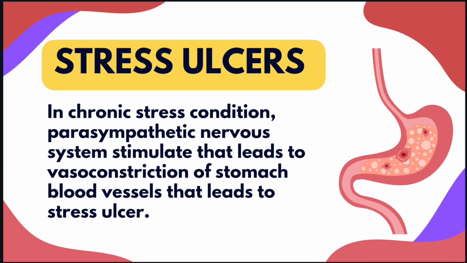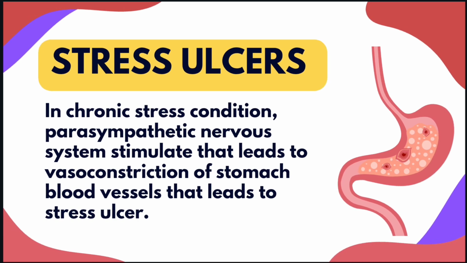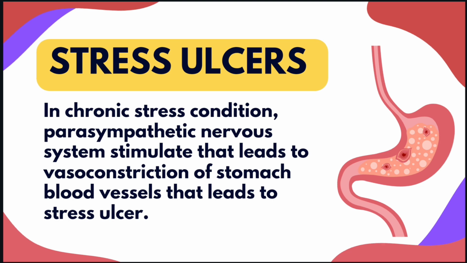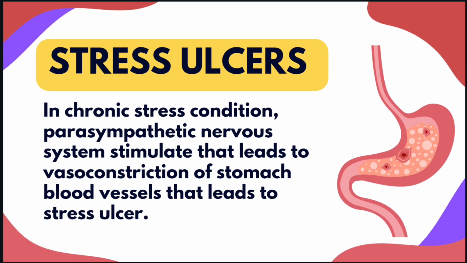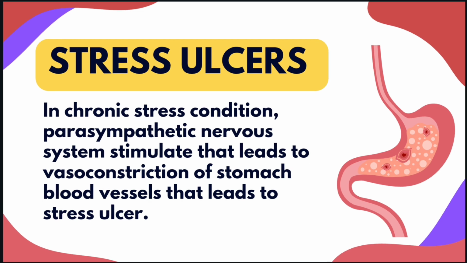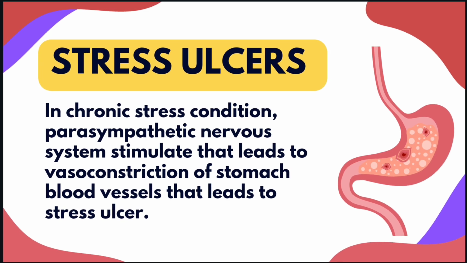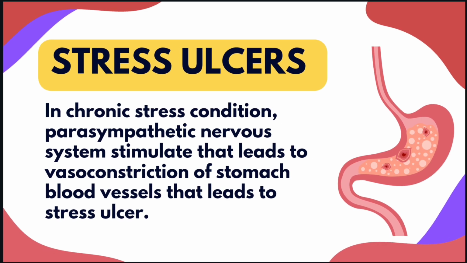Next is stress ulcers. It is not a type of peptic ulcer, but it is seen in patients. So we call this ulcer stress ulcers. In chronic conditions, the parasympathetic nervous system is activated or stimulated. This will lead to vasoconstriction of the stomach area, and that will lead to stress ulcers. Means when the blood supply inside the stomach reduces, this leads to ulcer inside the stomach or breakdown of the mucous membrane of the stomach.